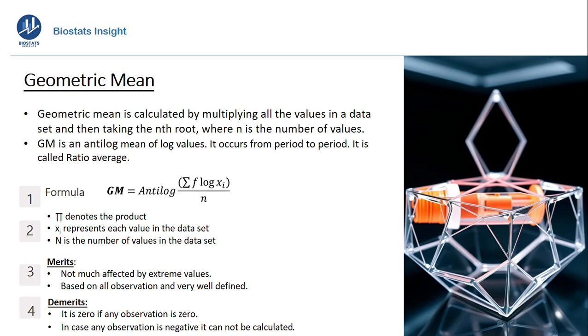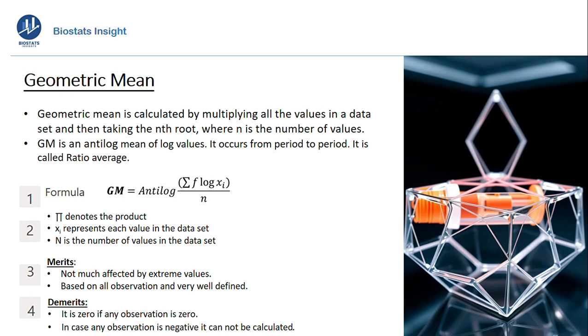Now, geometric mean. The first definition written here is that geometric mean is calculated by multiplying all the values in the data set and then taking the nth root, where n is the number of values. It is a definition provided in mathematical terms. In statistics, we can say geometric mean is an anti-log mean of log values. It occurs from period to period, or whenever we have data over a time period, we can use geometric mean in that case. It is also known as ratio average.